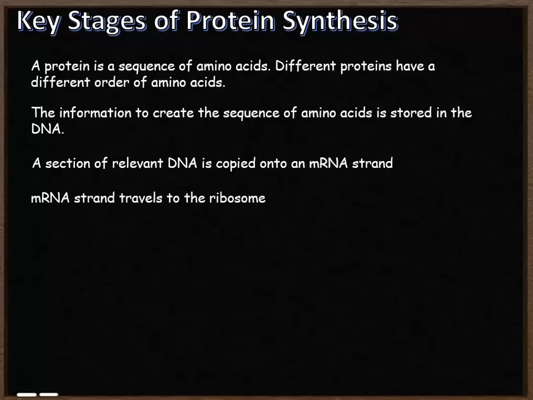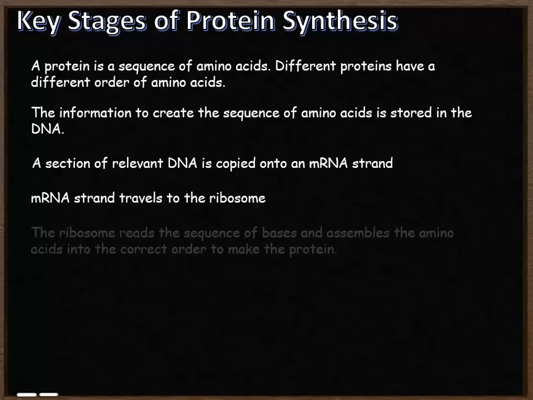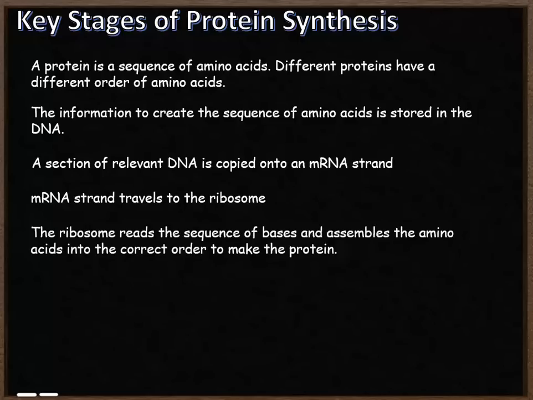So the mRNA strand travels to the ribosome. Once it's at the ribosome, it reads the sequence of bases and then assembles the amino acids into the correct order to produce the protein. Those amino acids are joined together, you then have your completed protein chain.